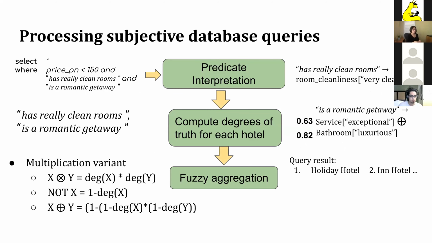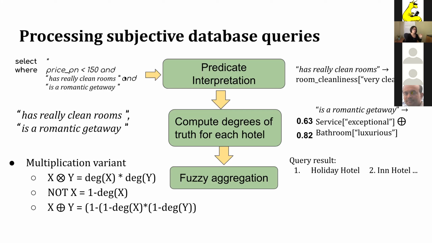Okay. After we compute the degrees of truth, you can think that every one of these mappings has a number associated with it, which is the degree of truth. For example, this mapping from "has really clean rooms" to the room cleanliness marker summary has a score of 0.7. That means we agree that this phrase is represented pretty well by this hotel's marker summary of very clean. Remember that some hotels may be really clean and some hotels may actually be dirty. So this hotel happens to have a 0.7 representation according to the user's predicate. For some other hotels, the score may be lower, because the marker summary may indicate that the hotel is rather dirty. Same for service, exceptional, we may get 0.63, and bathroom, luxurious, we may get 0.82.